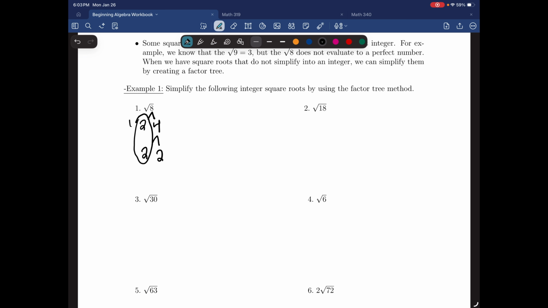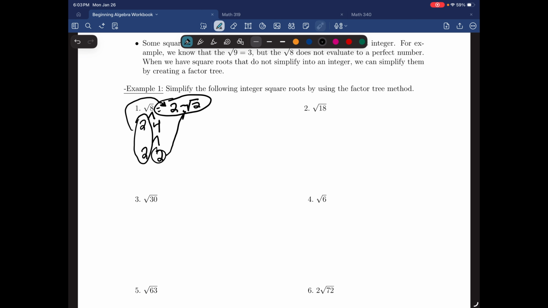Whenever you find groups of numbers in your factor tree, you're going to bring it around here, and you're going to bring that out in front. So we're going to have a 2 out in front, and whatever is left over, which is a 2 here, you're going to put under the square root. So you're going to get 2 times the square root of 2. And that's your final answer.